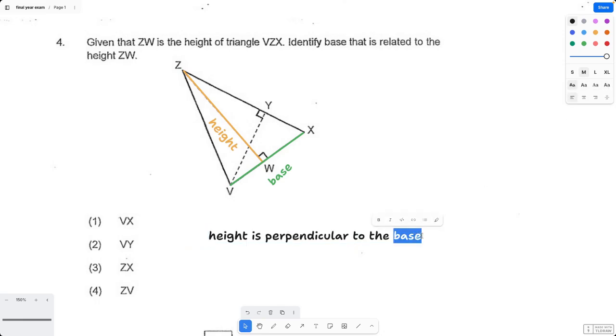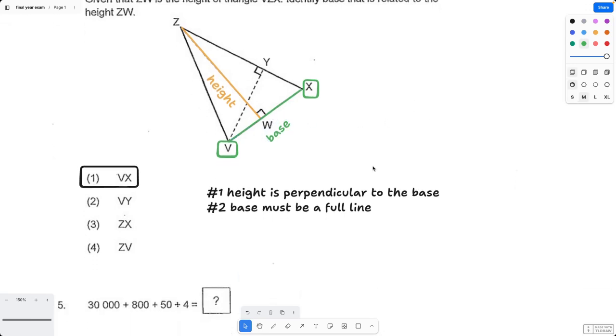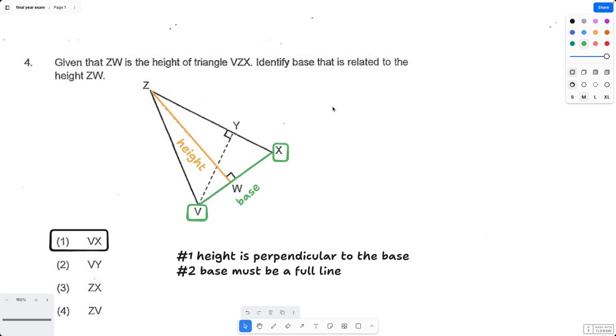And then point number 2 is that the base must be a full line in this case. So the answer to this will be VX or XV. That means it is option number 1 for the base itself. There you go.